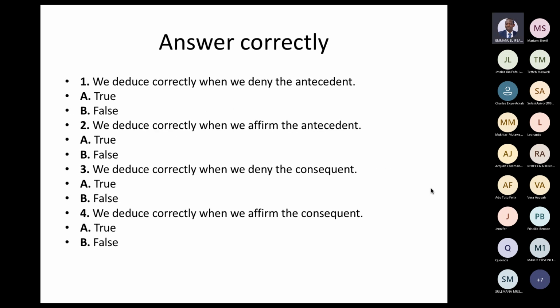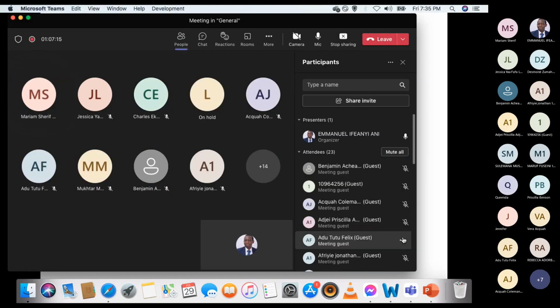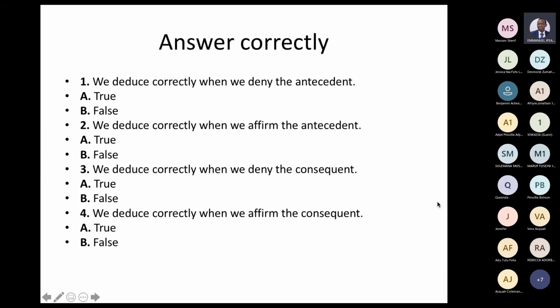Now, answer correctly. We deduce correctly when we deny the antecedent. True or false? False. That's correct. Number 2, we deduce correctly when we affirm the antecedent. True or false? True, that's true.